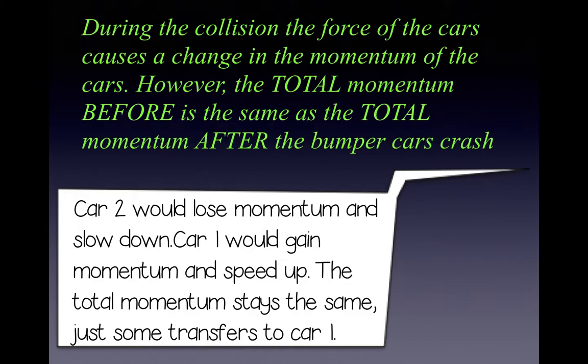During the collision, the force of the cars causes a change in the momentum of the cars. However, the total momentum before is the same as the total momentum after the bumper cars crash. Car 2 would lose momentum and slow down. Car 1 would gain momentum and speed up. The total momentum stays the same, but the momentum just gets transferred from car 2 to car 1.